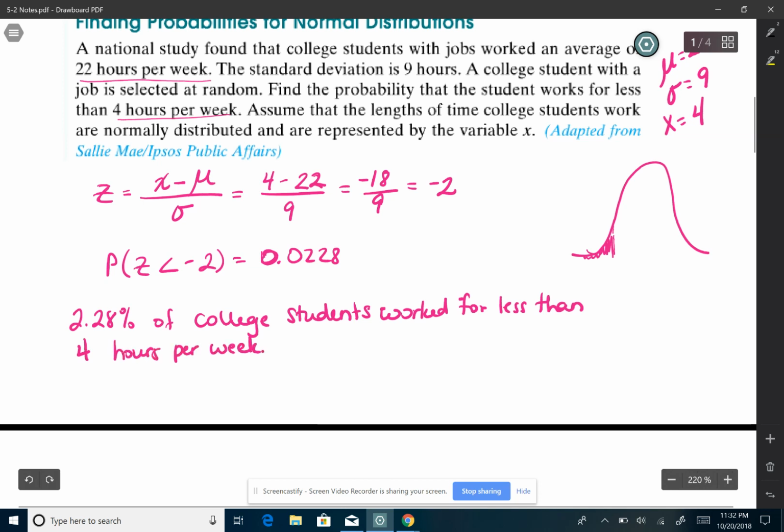And once again, if we refer back to whether that's usual or unusual, anything less than 0.05 is unusual. So this would be an unusual event. If the college student had a job, it would be unusual for them to work less than 4 hours per week.